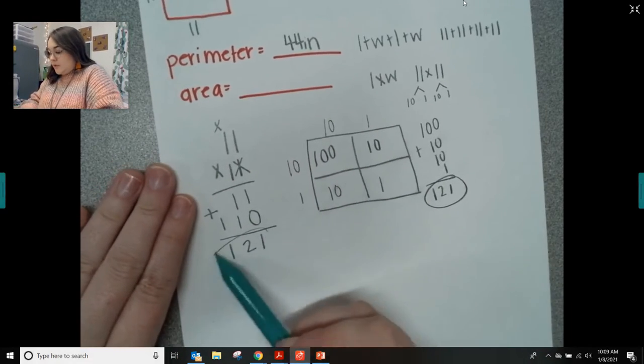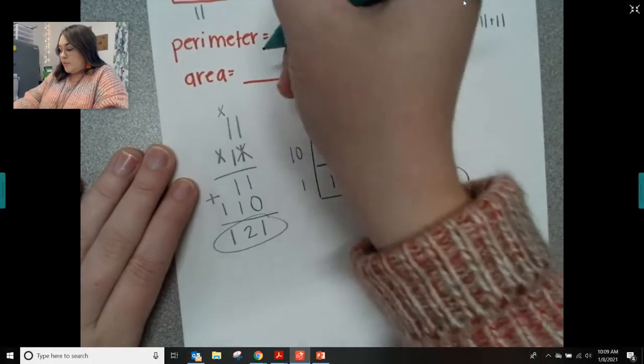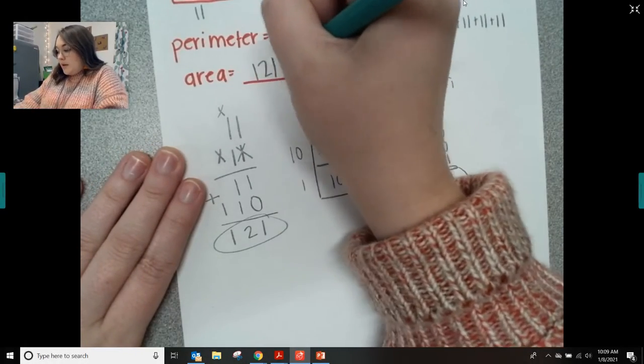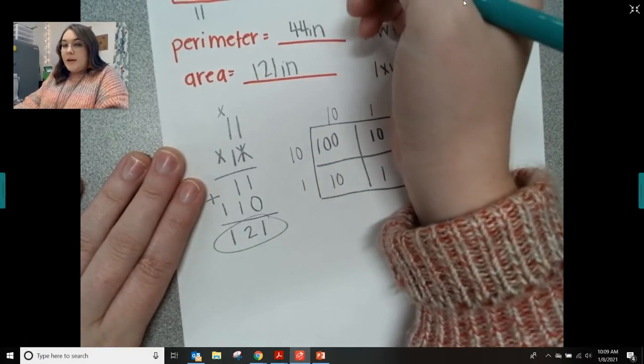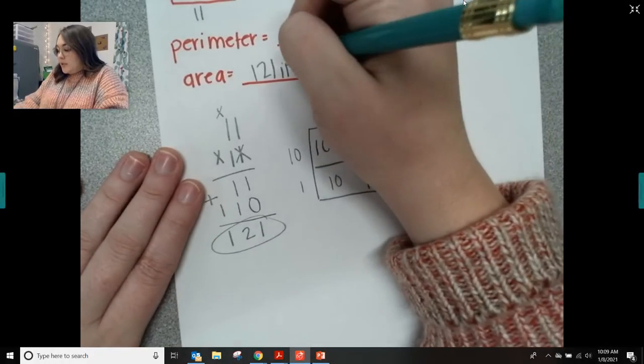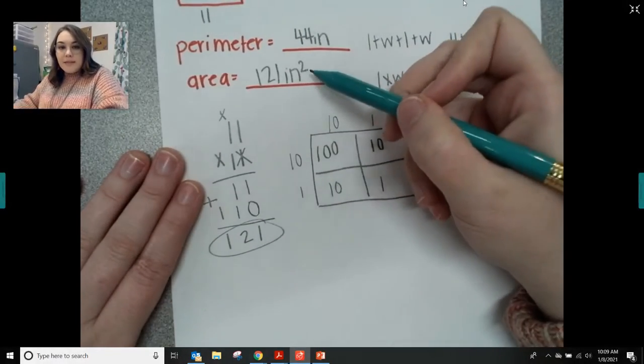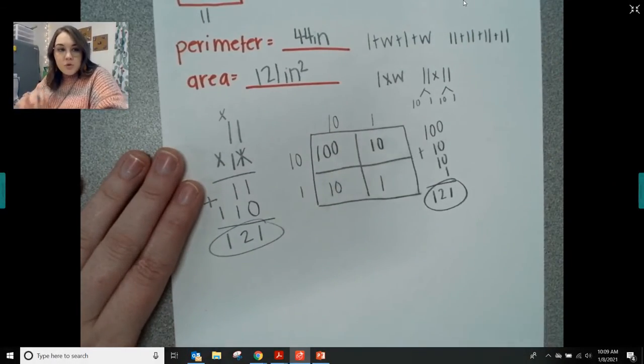So in both cases, you can see I got 121. So my area is 121 inches. And remember, area is presented in inches squared, or that's what that little 2 is saying, inches squared.